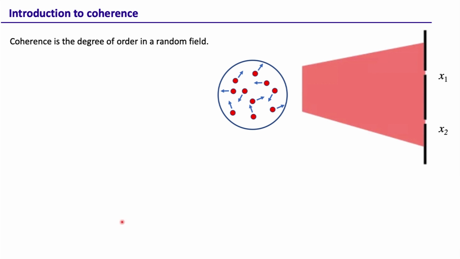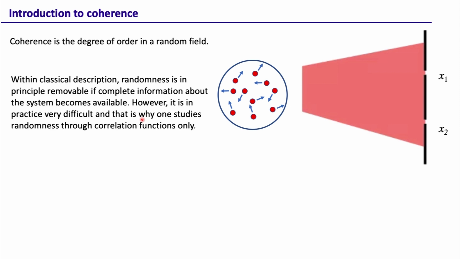Okay, some more broader perspective of coherence. When we study coherence, we try to quantify the degree of order in a random field. Of course, all the atoms are emitting randomly, so is it completely incoherent? No, there is some coherence still there. And in fact, we find that as we move out from the source, the spatial coherence will actually also increase. So the coherence theory basically quantifies the degree of coherence in a random field.